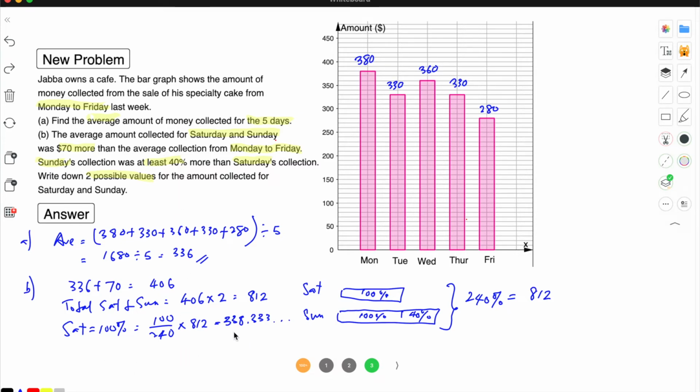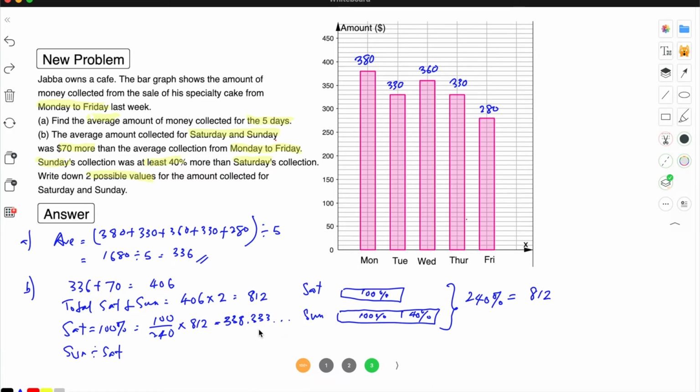The question is, do we round this number up or do we round it down? If we round it up, that means it's a bigger number, and Sunday's collection will be slightly smaller. Then if we take Sunday divided by Saturday, we are going to get less than 40% more. That is why we cannot round this one up. We have to round this one down.